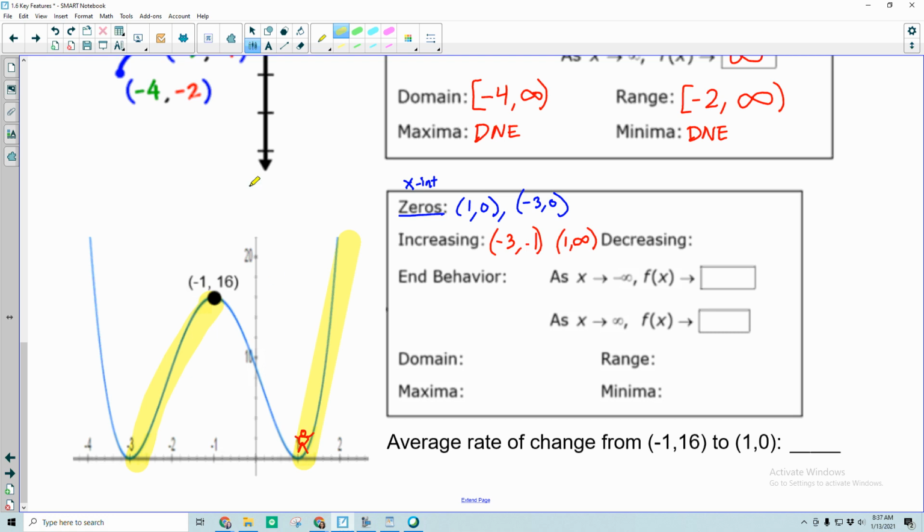To connect these intervals together, do you remember the symbol that we use in between them? Okay, the union symbol. So we have these two intervals. We want to talk about them together. These are the two places where it's increasing, so we have to unite them together with a union. All right, so that was increasing. Can you see the places where the function is now decreasing?